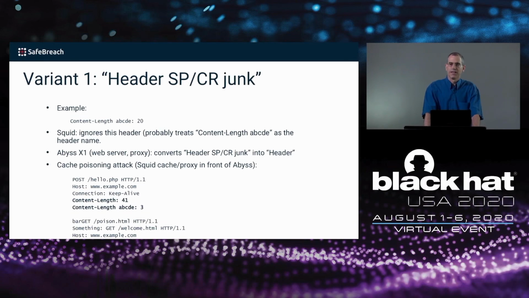Squid uses the valid Content-Length header and ignores the invalid header. So from Squid's perspective, we're talking about a body length of 41 bytes, whereas Abyss uses the second Content-Length header, which has the value of 3. So Abyss will see the second request for poison.html and serve it, whereas Squid will see the second request as GET welcome.html, so it will cache the content of the poison URL served by Abyss under the URL welcome.html.